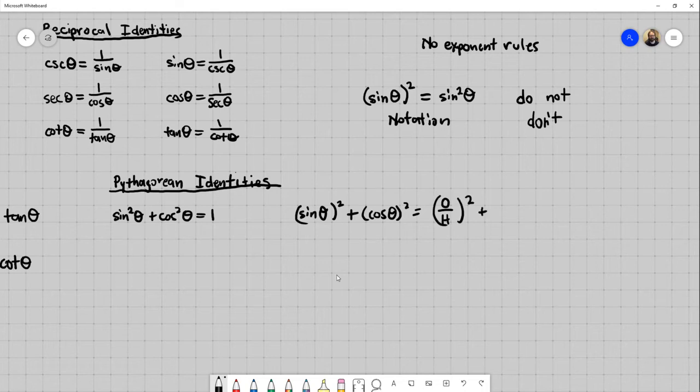Cosine of theta, from our definition, is adjacent over hypotenuse. Now here we are using properties of exponents to say that this is O squared over H squared plus A squared over H squared, and we're using properties of addition of fractions to say that this is O squared plus A squared over H squared.